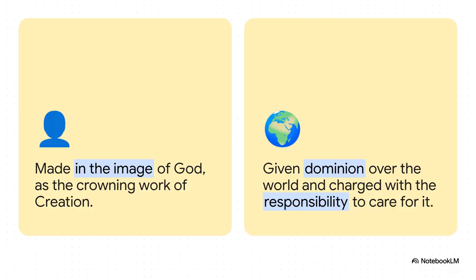So, what makes humanity so special, according to this account? Well, it's defined in 2 key ways. The first is all about nature. Humans are made in the image of God. And the second is about function. They're given a specific job to do. They're charged with having dominion over the world, but also with the duty to care for it. So you see, in this view, a person's purpose is tied up in both who they are intrinsically and what they are tasked to do.